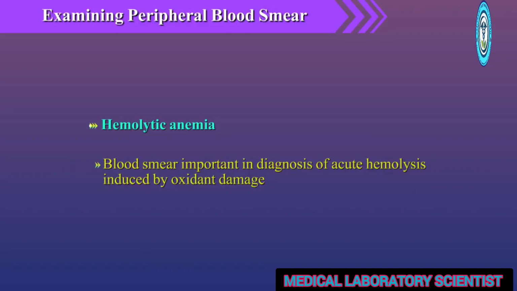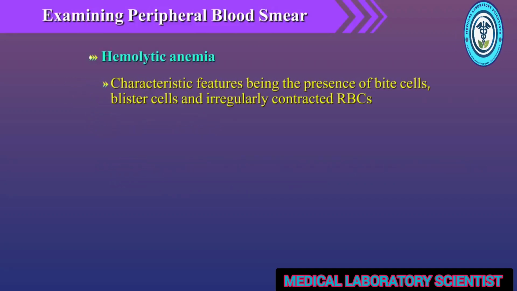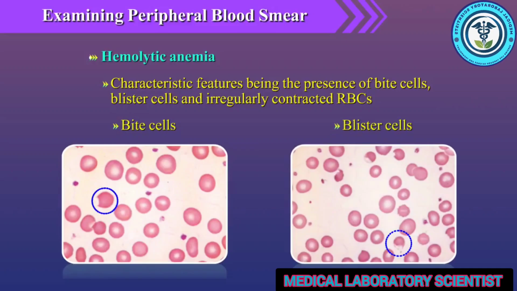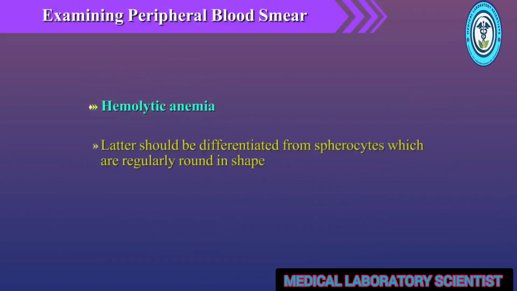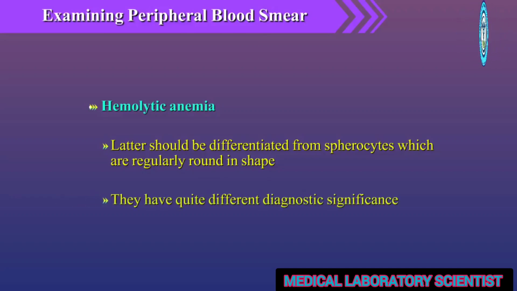Blood smear is particularly important in diagnosis of acute hemolysis induced by oxidant damage, the characteristic features being the presence of bite cells, blister cells, and irregularly contracted red blood cells. The latter should be differentiated from spherocytes, which are regularly round in shape. They have quite different diagnostic significance.